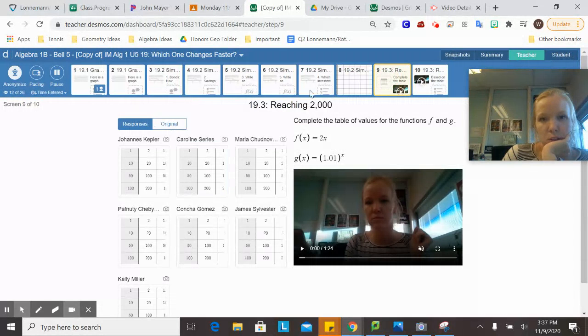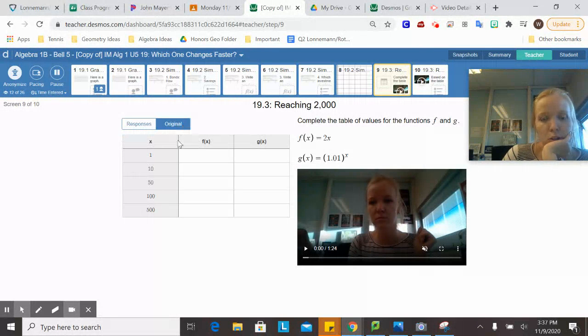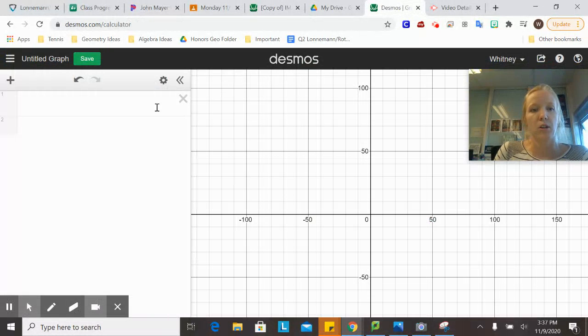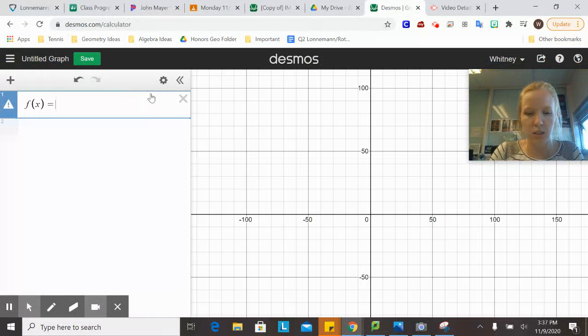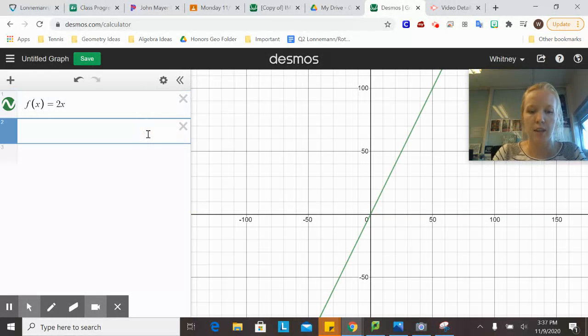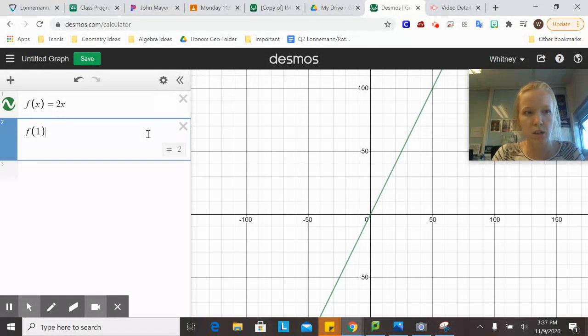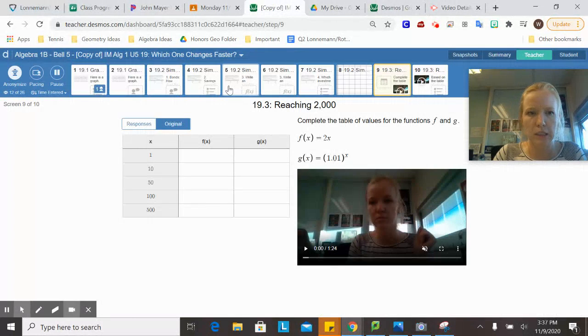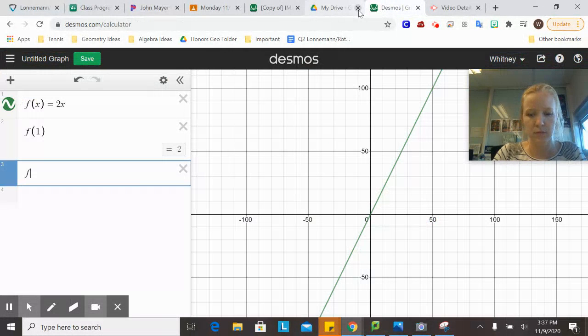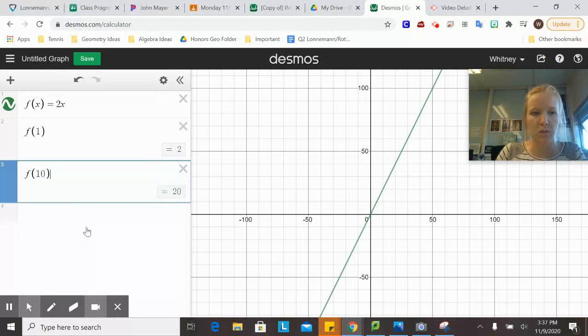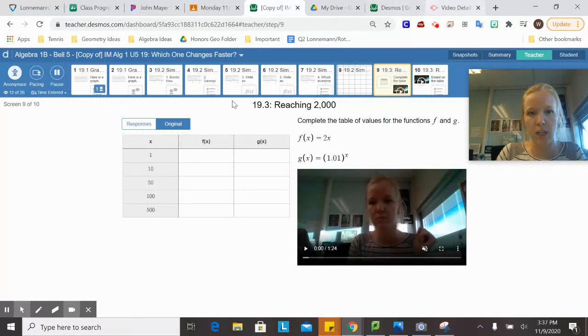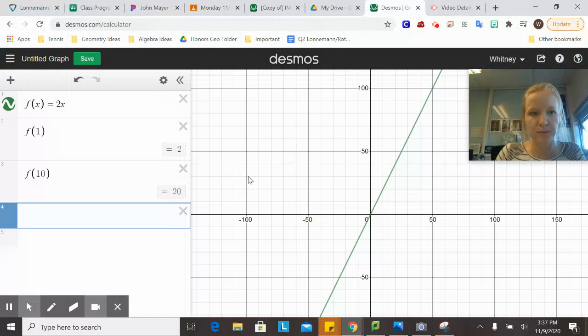This one's really important, so I'm going to go look at the original. So we have this graph here, and I'm going to show you guys this real quick because I think it's important. We need to fill out the table where f of x is equal to 2x and g of x equals 1.01x. I'm going to show you a couple of these. So I'm going to type f of x equals 2x on line 1, and on line 2 I'm going to type f of 1. Then we're going to type f of 10. Then we're going to type f of 50, and I'm getting these numbers here from the x values.